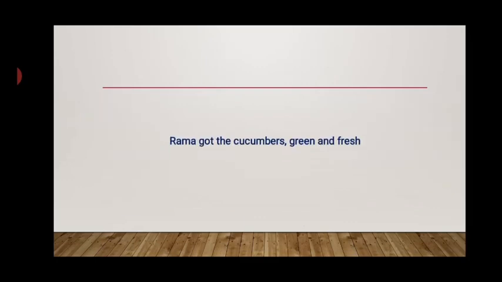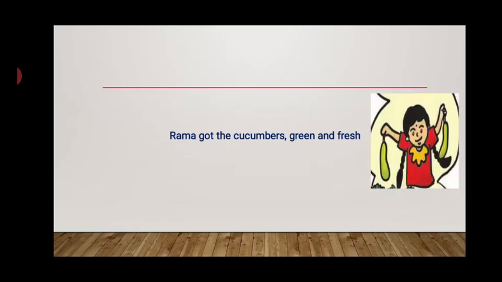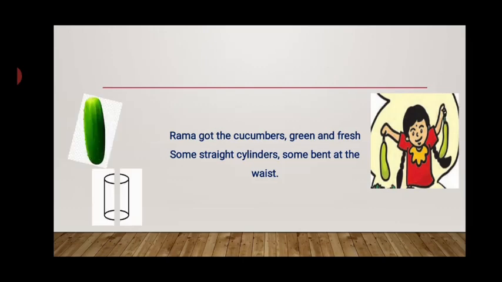Next: Rama caught the cucumbers green and fresh, some straight cylinders, some bent at the waist. Now what did Rama get from the farm? She got cucumbers. Cucumbers we can say in Hindi as kakdi or kheera. Rama got these cucumbers which are green in color and fresh. Some are straight like cylinders and some are bent.